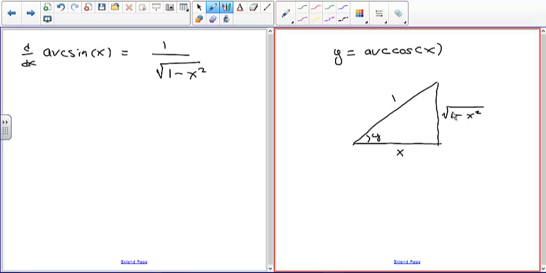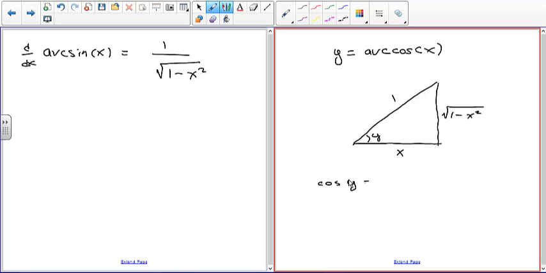And why do I make that choice? Because I have the arc cosine of x. So the cosine of y is going to be the adjacent over the hypotenuse, which gives me x. So that's the only choice that I can make, so that the argument of the arc cosine is x. If I chose x over here, I wouldn't be able to use that as the argument in my original equation given these relationships.